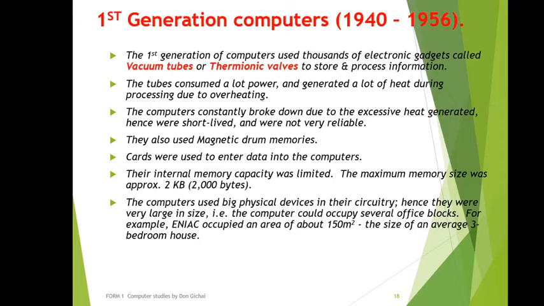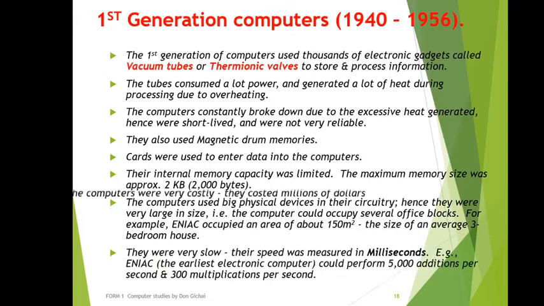Now, the tubes consumed a lot of power and generated a lot of heat during processing. Some of these points I'm reading are the characteristics of the first generation of computers. The computers constantly broke down due to the excessive heat generated, hence were short-lived and were not very reliable. They also used magnetic drum memories, so you can also mark that. Cards were used to enter data into the computer. Their internal memory capacity was limited to 2 kilobytes. The computers used big physical devices in their circuitry, hence they were very large in size. Those are some of the characteristics of the first generation of computers.